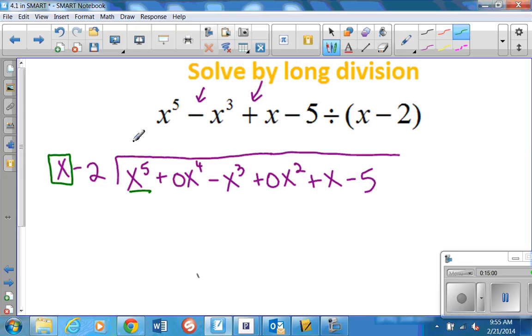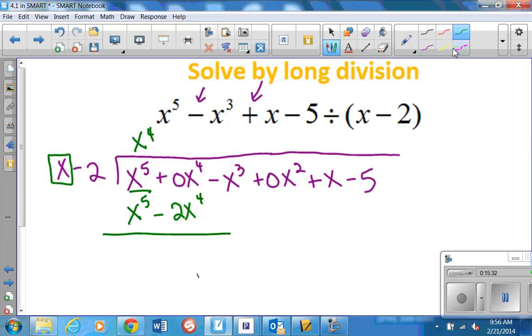And that would be x to the fourth times, right? Because x to the fourth times x to the first will give me x to the fifth. But I also need to do x to the fourth times negative 2, which will give me negative 2x to the fourth. Which is why I needed to put a 0 in there above for my x to the fourth, so I'd be lining up like terms. Otherwise, I'd be trying to add a cube to a fourth, and that's not going to work.